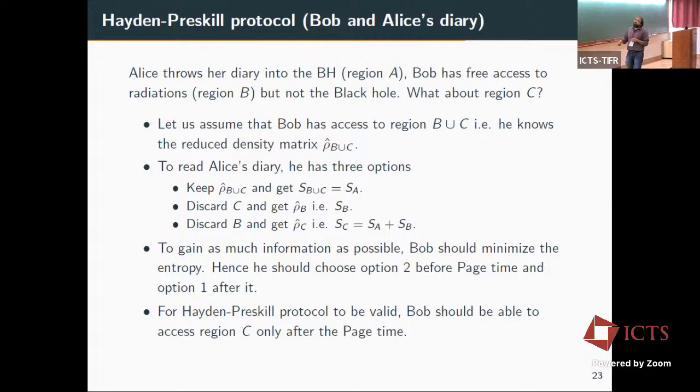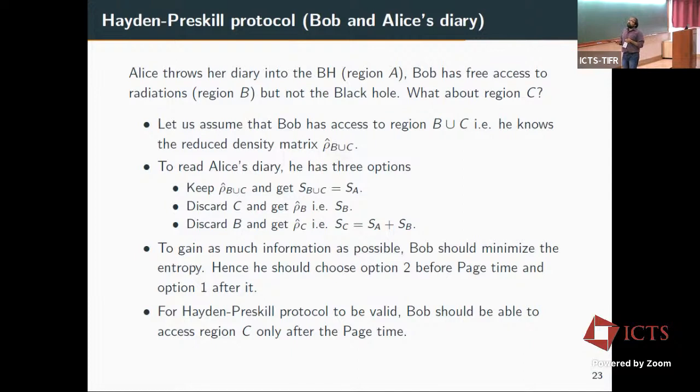But what about the confined sector C? Let us assume that Bob has access to the region BC. He has access to both the radiations and the confined sector. This essentially means that he knows some reduced density matrix rho BC. To read Alice's diary, now he has three options. One, he can keep both the region B and region C. In that case, the entropy associated with the information that he has would be SBC, which is equal to SA.